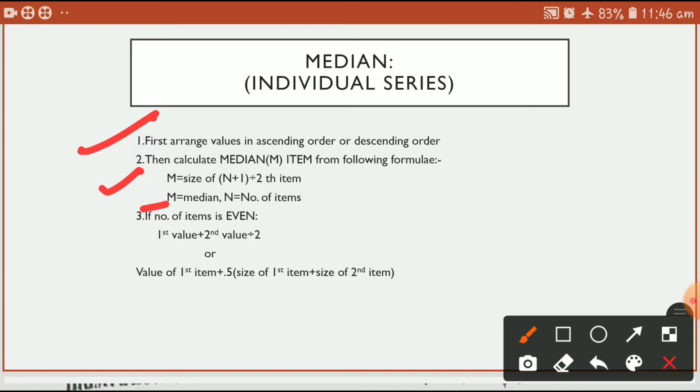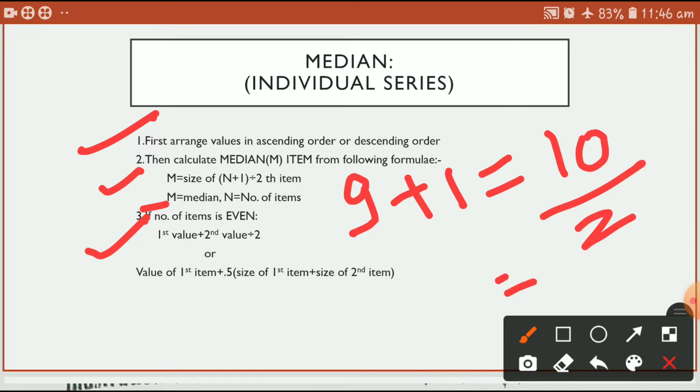Now I am reading the third point. If the number of items is odd, say you have 9 items in your question, then you will add 1 to it, it will become 10, and if you divide it by 2 you will get 5. So 5 is your answer, that is, the fifth value in your question is your answer.